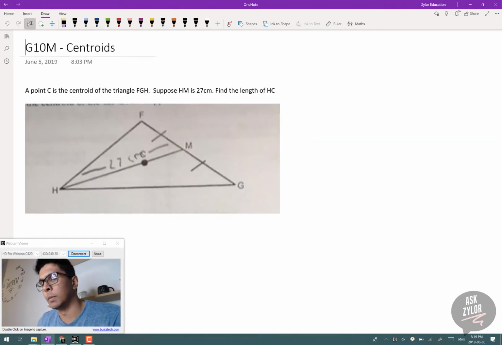So this is a grade 10 math question, so we're dealing with centroids. It's telling me a point C is the centroid of the triangle. So this is point C. FGH is my triangle, and suppose HM is 27 centimeters. So from this point to this point is 27. Find the length of HC.